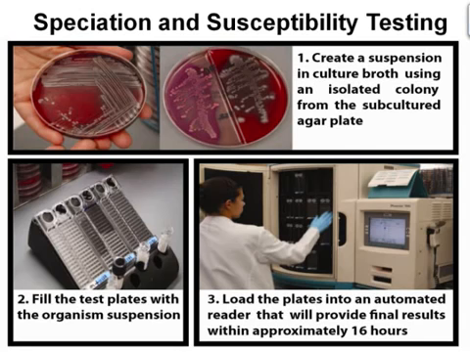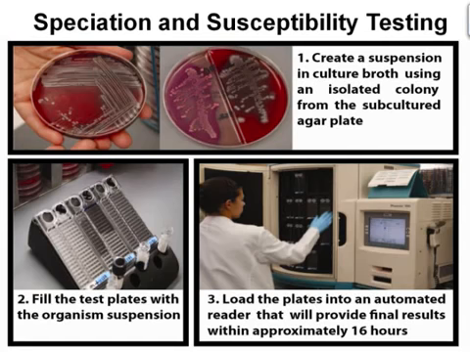The photo on the bottom left shows 3 biochemical test plates for organism speciation and antimicrobial susceptibility testing. The biochemical tests allow laboratorians to profile the metabolic characteristics, phenotypes of the organism to speciate. To perform this test, the laboratorian fills the test plates with the suspension created in culture broth, shown in step 2. The plates are loaded into an automated reader in step 3, which provides a final result 16 hours later. This result is then reported to the physician, which may or may not alter the original treatment regimen.